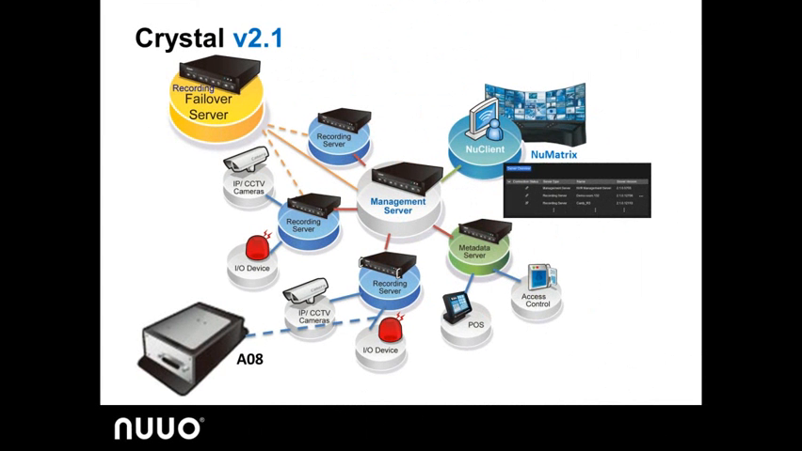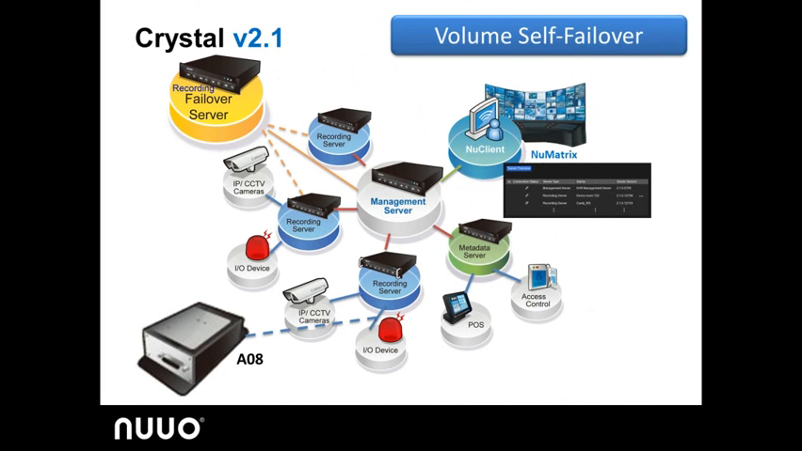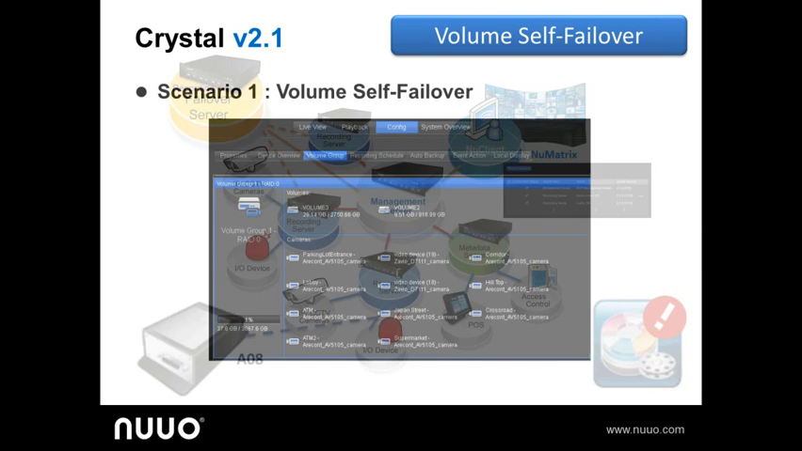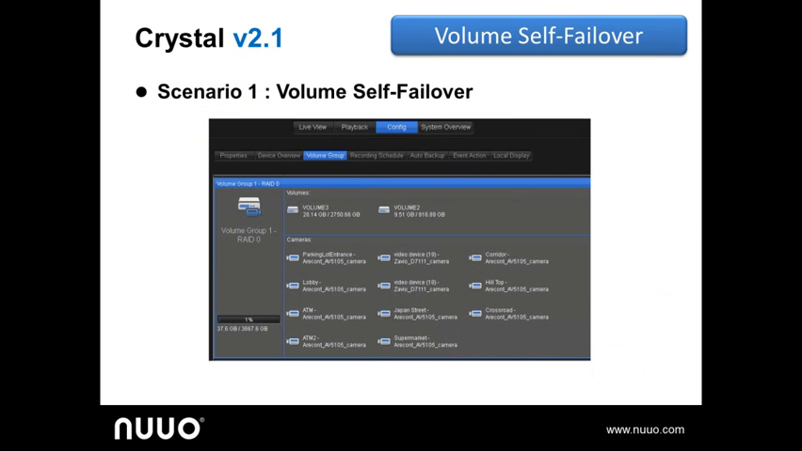Okay, so the last part I want to talk about as a new feature is the volume self failover. I think it's a very important feature because it allows the user, even if there is a hard disk failure, to keep the recording. The system will not stop recording. There are a few scenarios I want to introduce right now. The first scenario is the volume self failover.